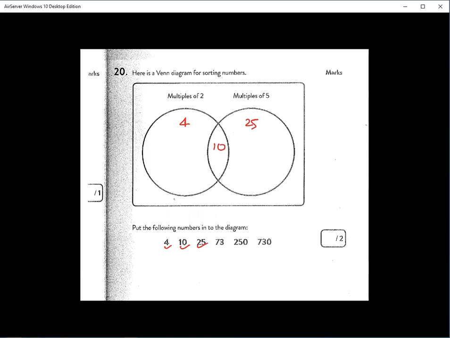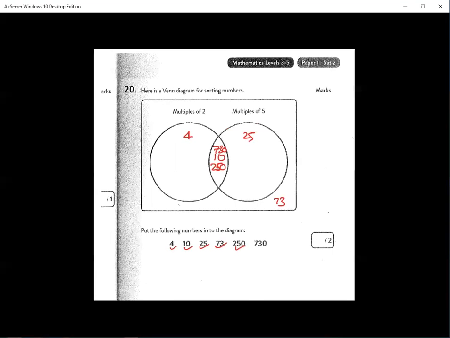73 would go in multiples of nothing. So where does it go then? Outside the circles, but inside the rectangle. Then 250 would go in the middle, because it's a multiple of both of them. 730 would go in the middle too. Fantastic.